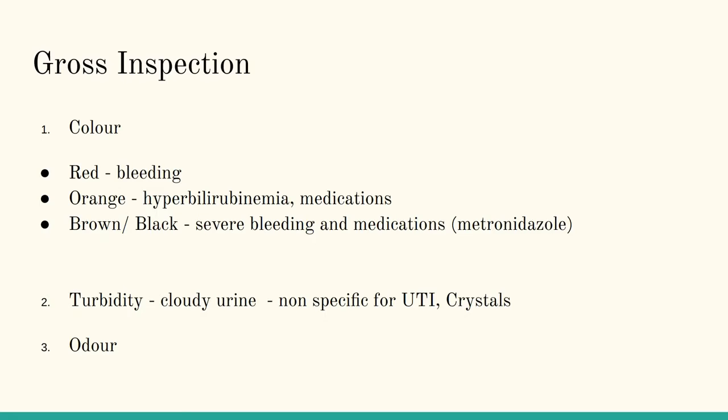Color: based on the pathology, the color can change. For example, red color would indicate bleeding in the urinary tract. Orange color can indicate hyperbilirubinemia or certain medications. And brown-black color would indicate severe bleeding or certain medications like metronidazole.